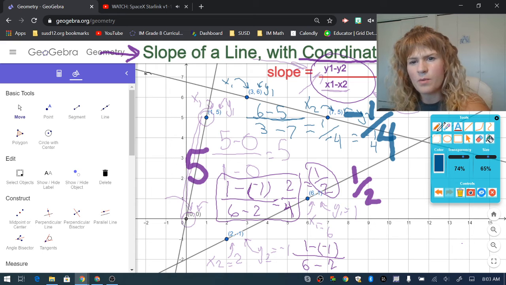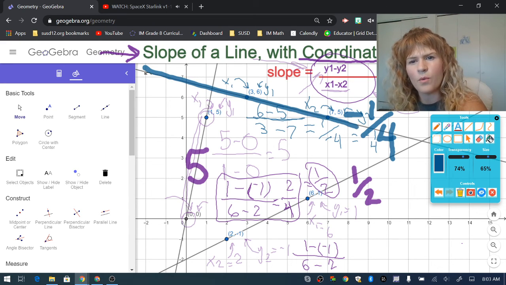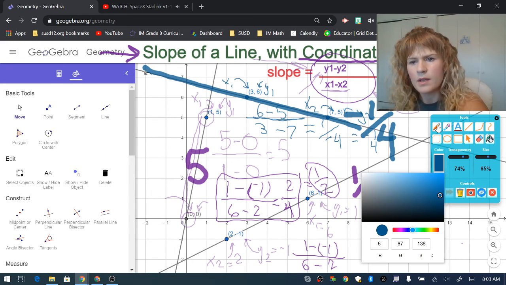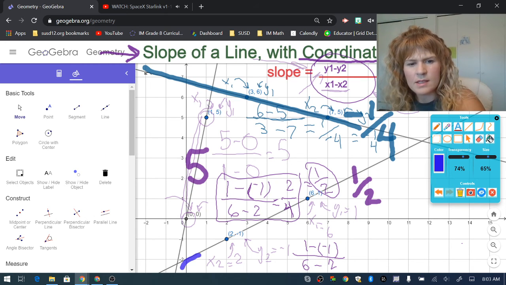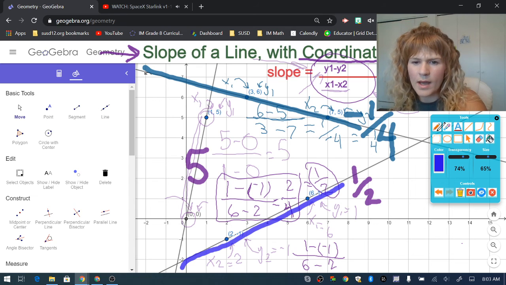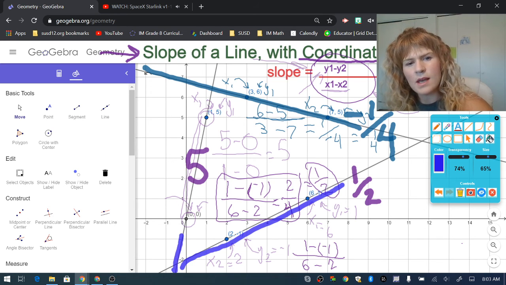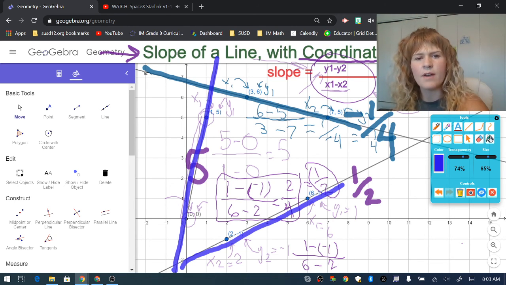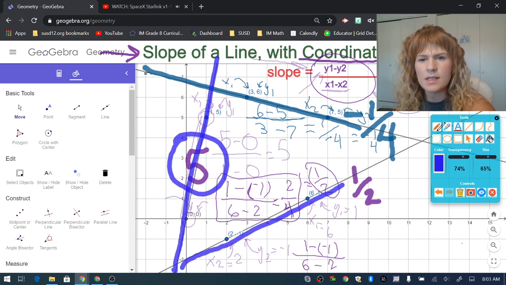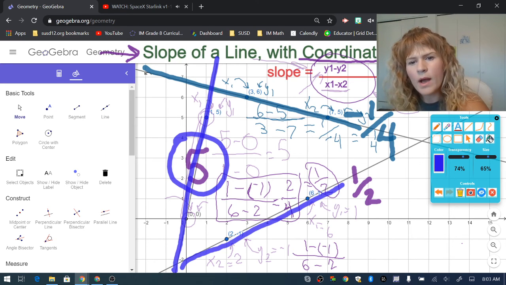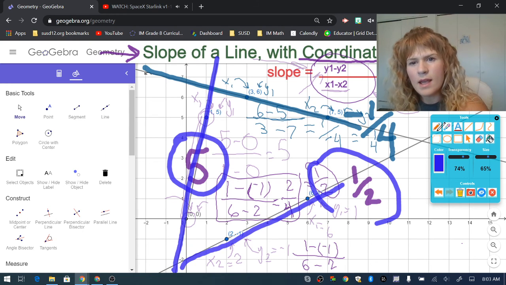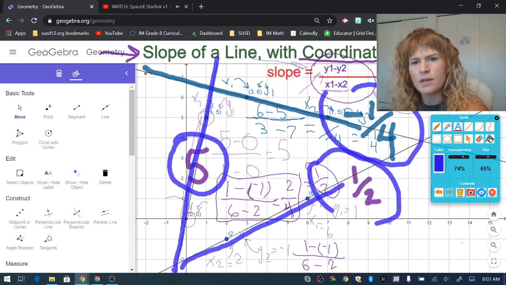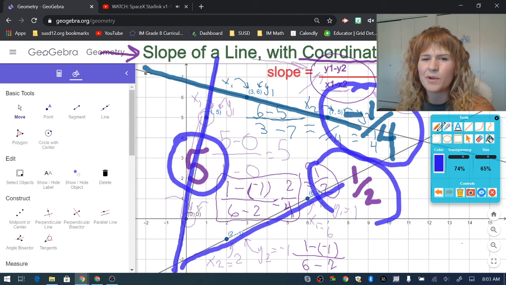Okay, take a look at these different slopes. This line's slope is -1/4. Just get an idea for what these slopes mean. This line's slope is 1/2. And this line's slope is 5. 5 is a very steep slope. 1/2 is not as steep. -1/4 is gently rolling downwards.